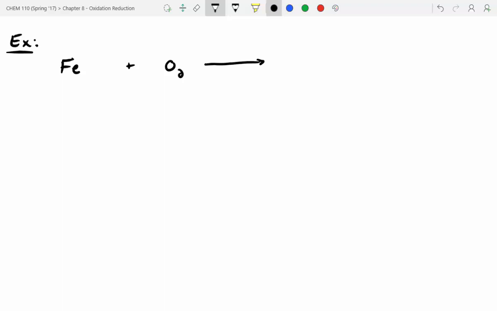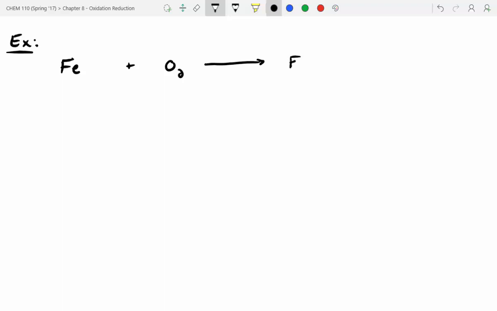Or do we know? What do you guys think? Do we know the charge for iron? No, it's a transition metal, so it's a little trickier to know the charge. However, I'll give you guys a hint. This is normally going to form iron 3 under atmospheric conditions, so iron likes to be iron 3.